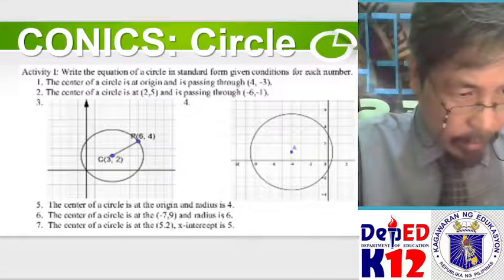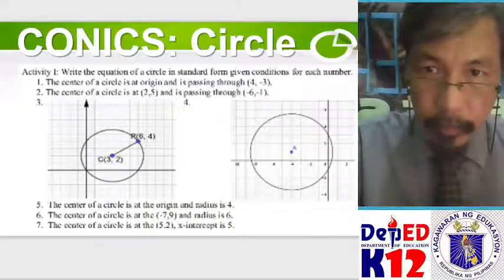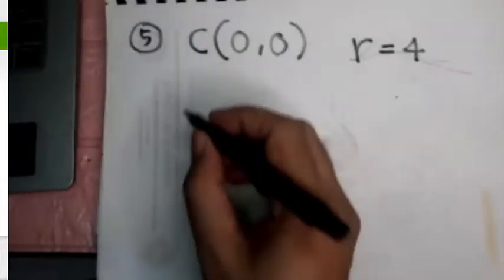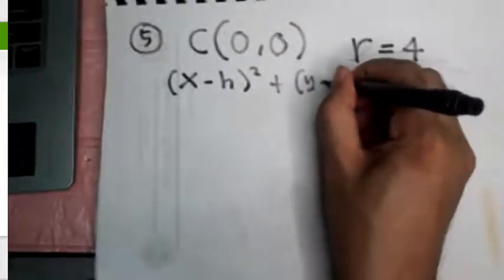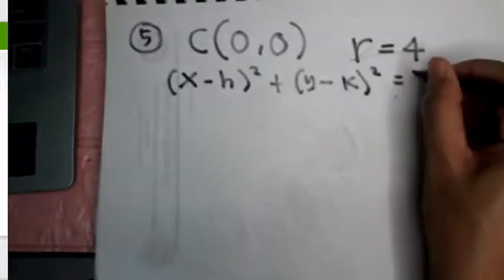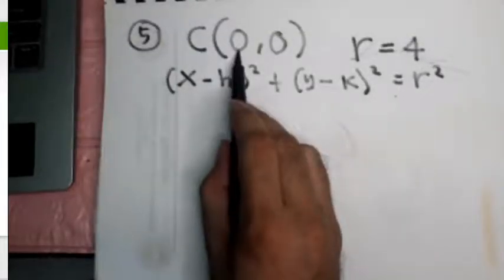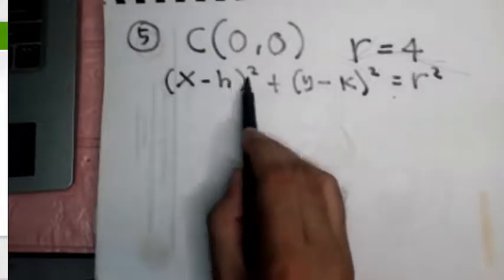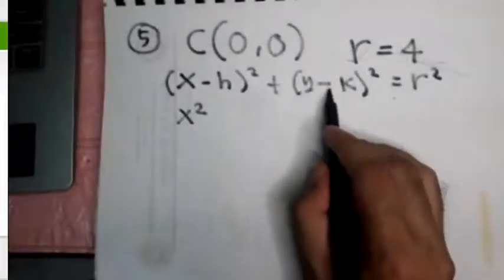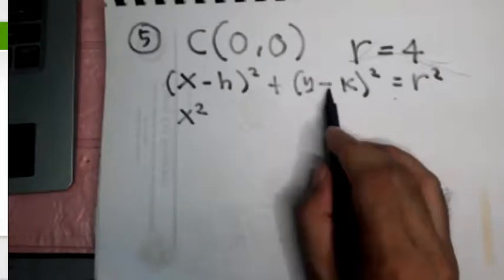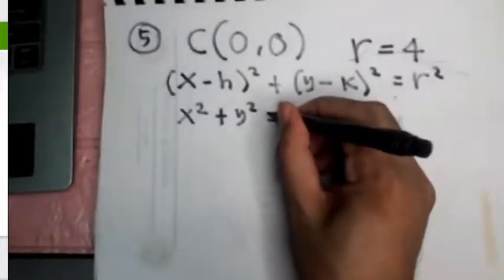So the format is like this. This is the format. (x minus h) squared plus (y minus k) squared is equal to r squared. Immediately, we can find the answer because h is 0, so x minus 0 is x squared. Therefore, the answer is x squared. k is 0, therefore y minus 0 is y squared. So plus y squared equals r squared.